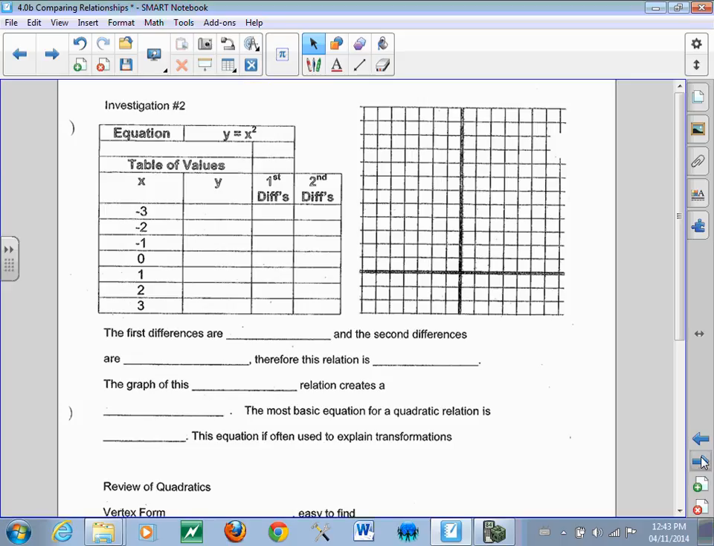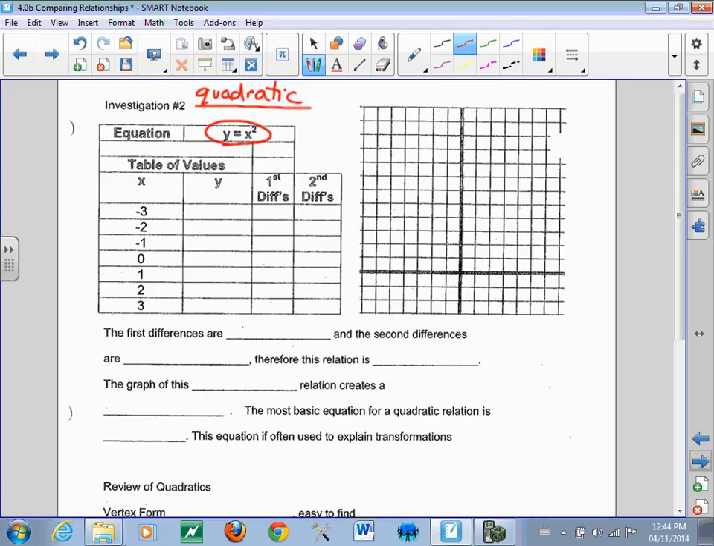Awesome. Let's go take a look at another relationship. Investigation 2. Take a look at this equation that we have here, ladies and gentlemen. Okay, this is y equals x squared. Okay, so do you think this is linear? No, it is nonlinear because it has a visible exponent. And it has an exponent of 2, so hopefully you know that this is a quadratic. So hopefully we're going to take a look at a U-shaped curve, kind of like we did in last day's investigations as well.